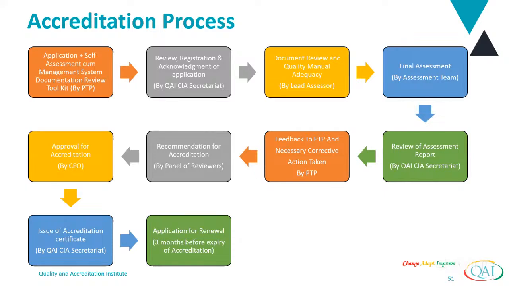Further, when the NCs are closed and the accreditation process is done, the complete file goes to the panel of reviewers, where the complete process is analyzed by them and further recommended for accreditation. Then the complete application goes to our CEO and is approved for accreditation. Once we get all the approvals, we issue the accreditation certificate, which is issued by the concerned accreditation officer or QAI secretary.